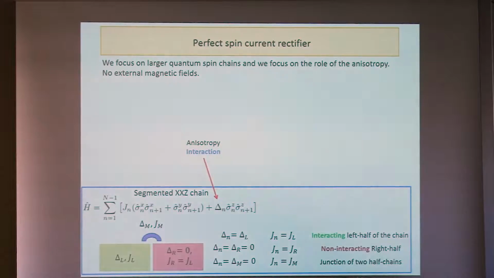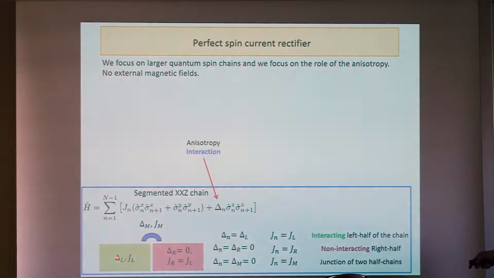So what we wanted to look at instead is a scenario in which you don't have an external magnetic field, but you only rely on the intrinsic property of the system, basically interactions which are within the system. So we started to look at a simple scenario, an XXZ chain. You can think in general that the tunneling can be different in the various parts of the chain and also the interaction. But we simplify, and usually for rectification it's convenient to have just 2 different segments, dividing the system in 2 parts.